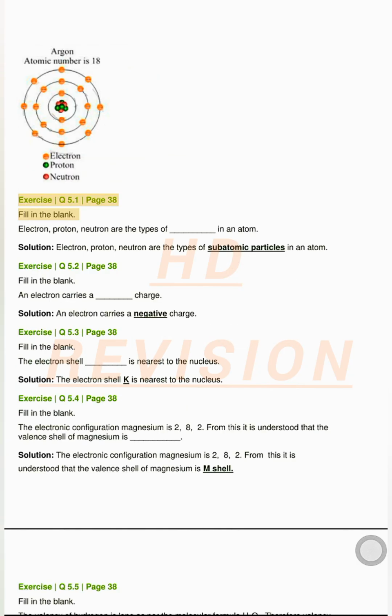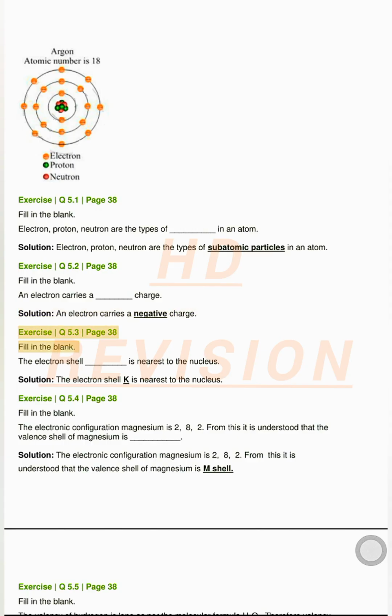Solution. Exercise Q 5.1, page 38: Fill in the blank. Electron, proton, neutron are the types of blank in an atom. Solution: Electron, proton, neutron are the types of subatomic particles in an atom. Exercise Q 5.2, page 38: Fill in the blank. An electron carries a blank charge. Solution: An electron carries a negative charge.